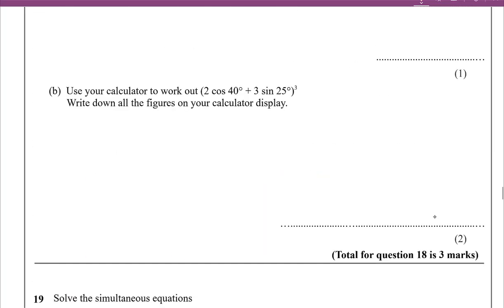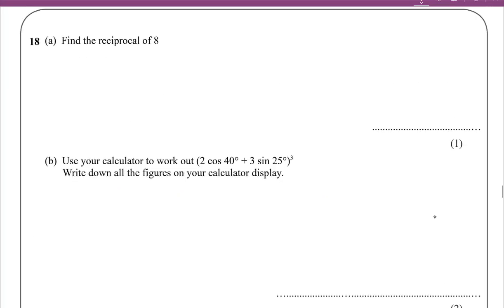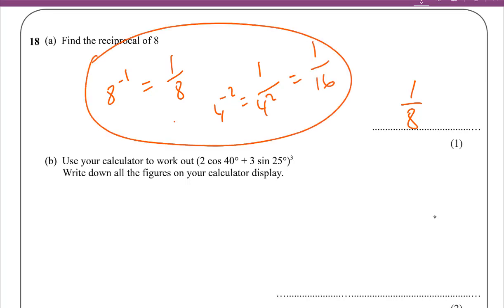That was question 19. Let's go to question 18. Find the reciprocal of 8. I like these questions because it's just straightforward. The reciprocal is 1 over 8. Use the calculator. Also look out for the negative reciprocal questions, where you have, for example, 8 to the power of minus 1, write it as a fraction, 1 over 8. 4 to the power of minus 2 is 1 over 4 squared, which is 1 over 16. You could also get this type of question as well in addition to those.